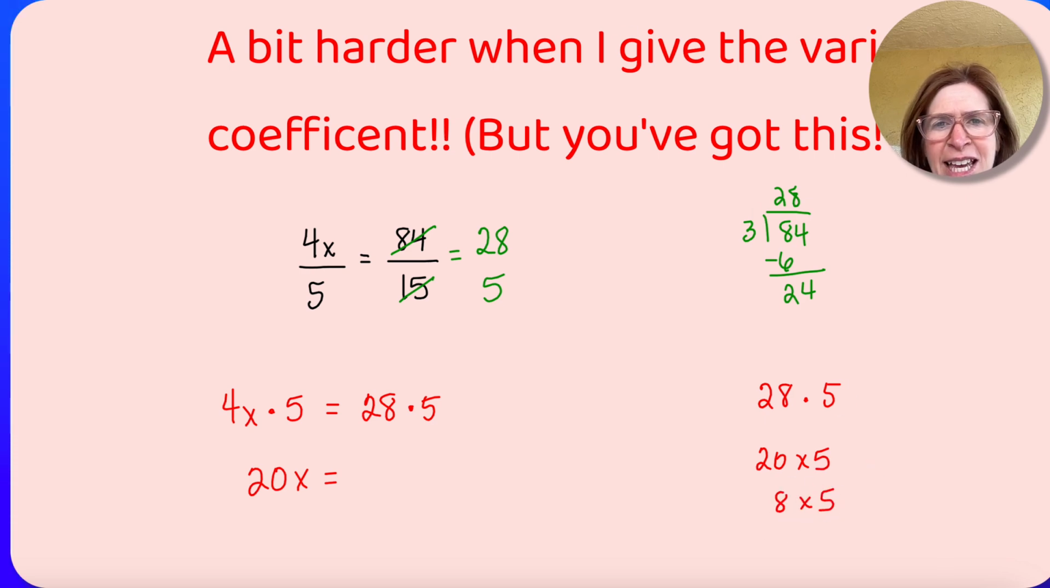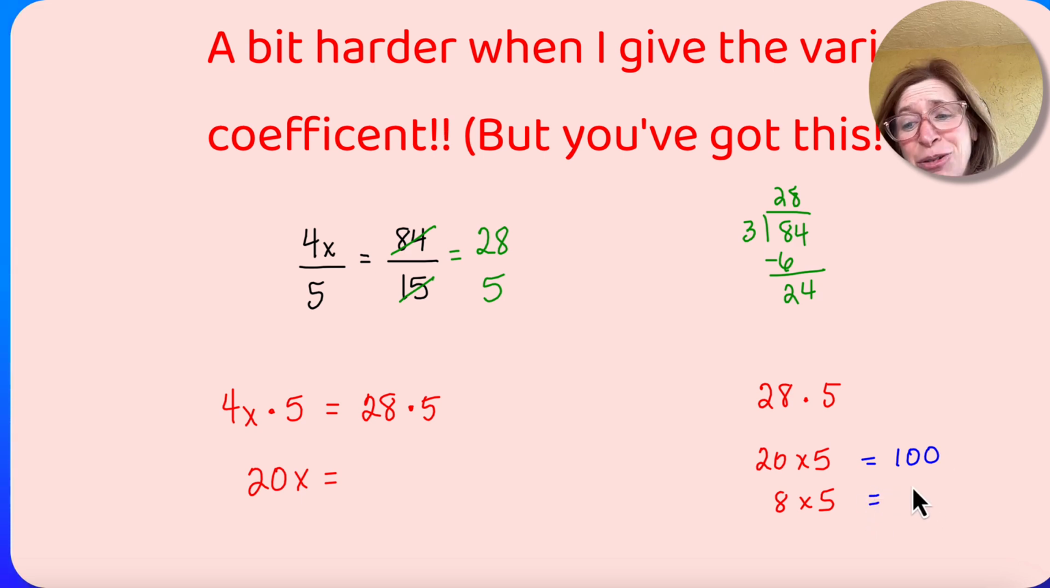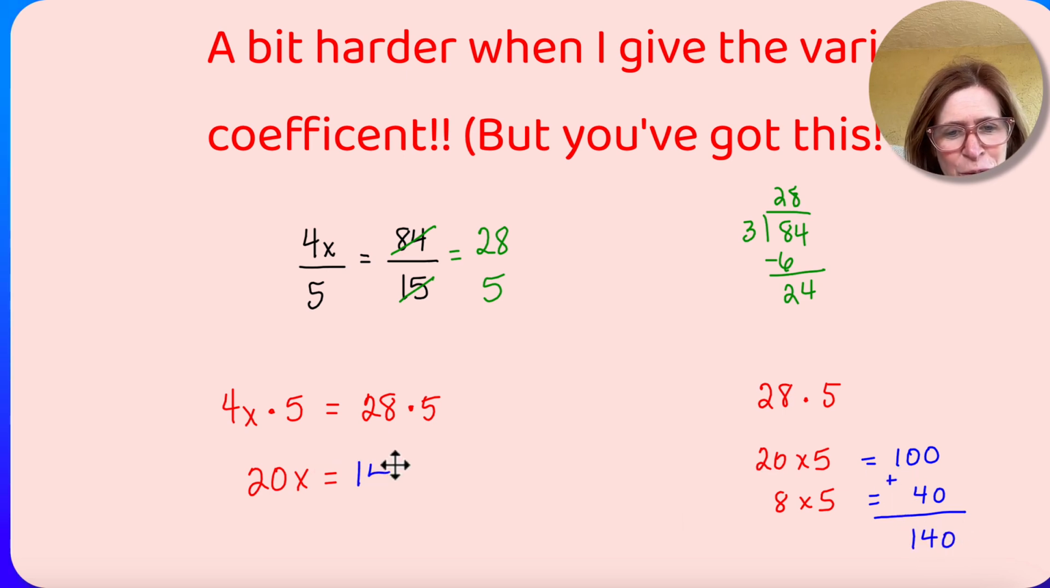I love thinking about math and multiplying in different ways. So 20 times 5 is one that makes it easy for us because I do 5 times 2, which is 10, and just add a 0. 8 times 5 is one of our math facts that we really want to know, which is 40. So I can do that by adding them together. So that's going to give me 140.